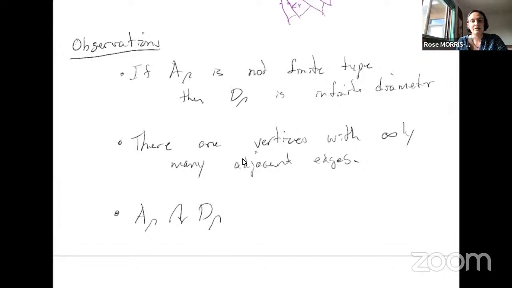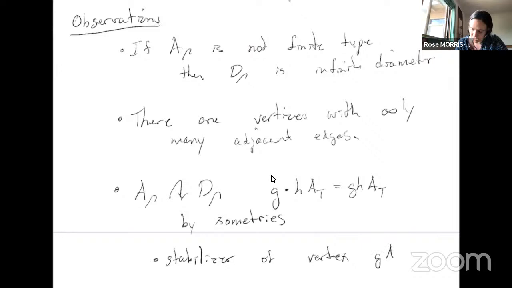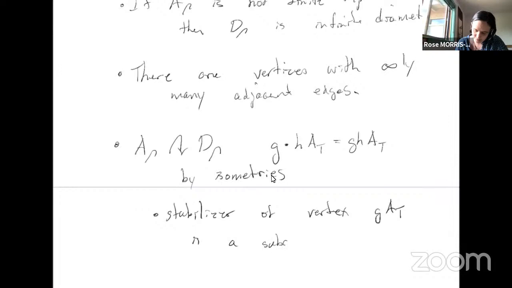The vertices are the cosets, and every group acts on its own cosets. So that's great. I just have G times a vertex will be the GH copy of that coset. And this is an action by isometries. This preserves my inclusion relation. And the stabilizers, so the stabilizer of a vertex, let's call the vertex GAT, is a subgroup. It's G A_T G inverse.